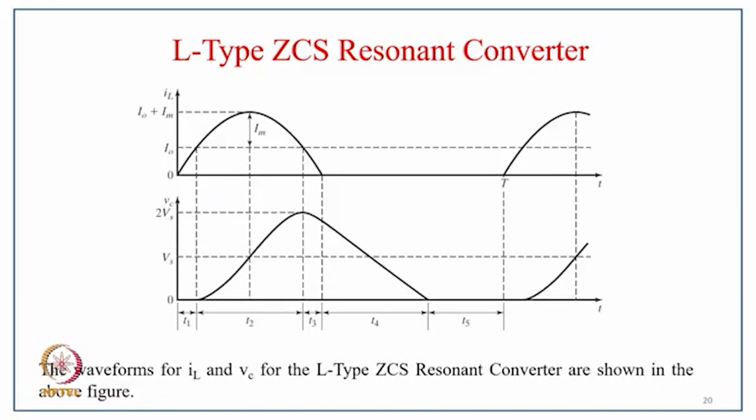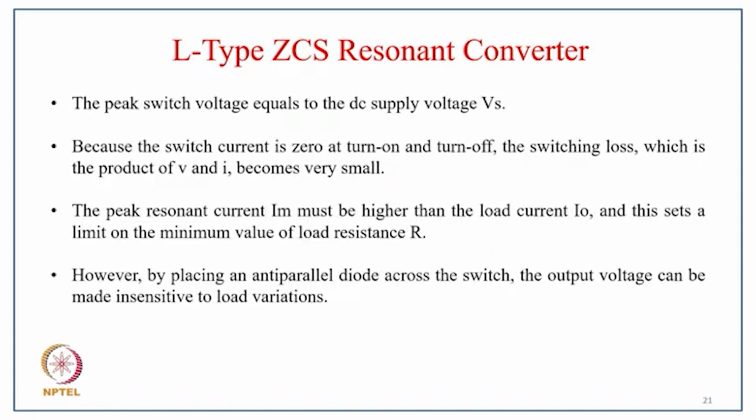And these are the typical waveforms you can see for inductor current and the capacitor voltage for modes 1, 2, 3, 4, 5, which we already defined earlier, and the waveforms for IL and Vc for the L-type ZVS resonant converter are shown in the above figure. So the peak switch voltage equals the DC supply voltage Vs, and because the switch current is 0 at the turn on and turn off, the switching loss, which is the product of V and I, becomes very small.